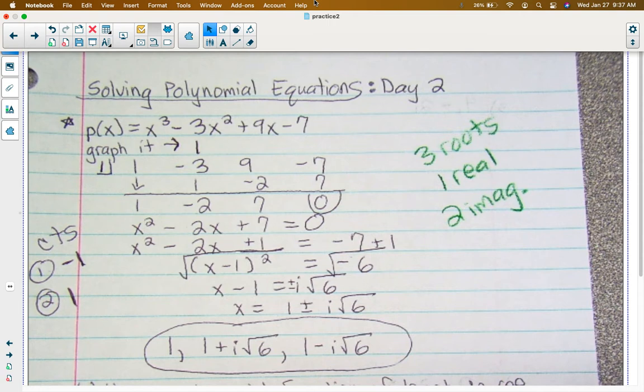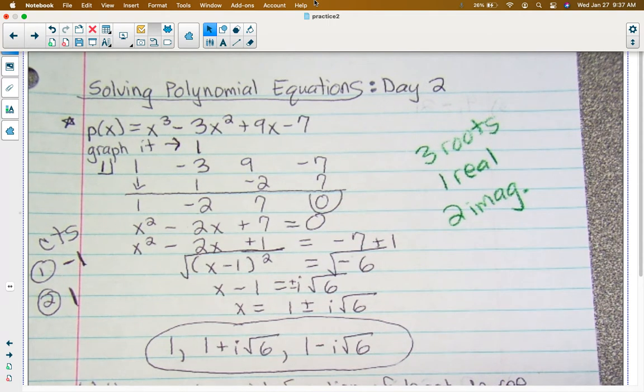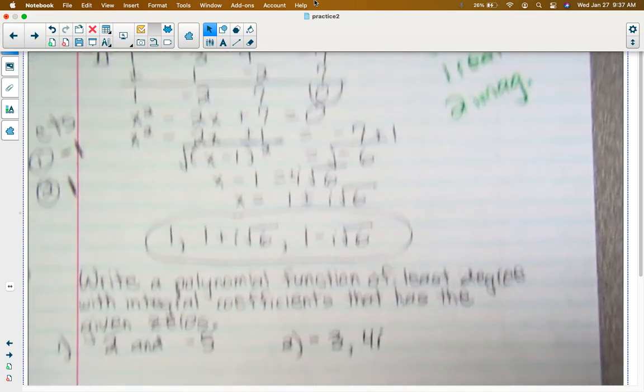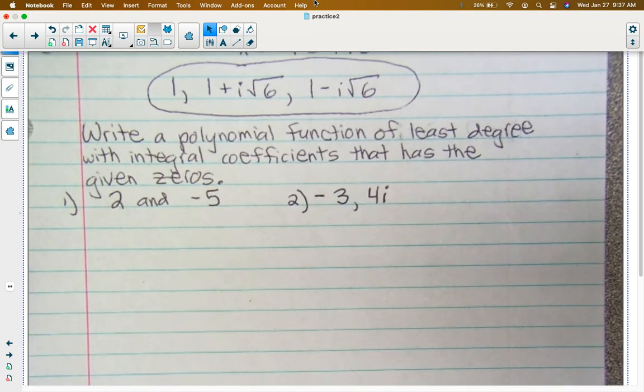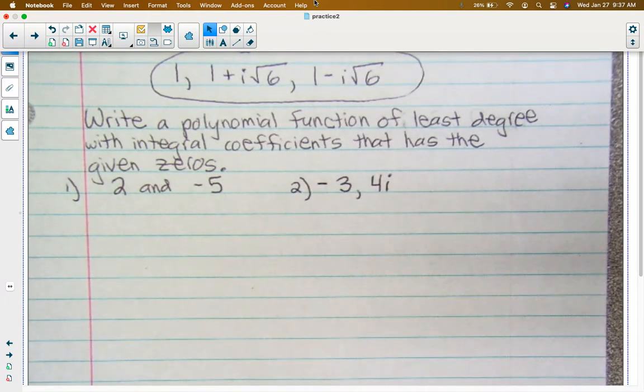So that was an additional problem from yesterday in case you needed some more practice to look at as you're working on your assignments. Now, what else can I do with that? Well, I can do something like this. I can write a polynomial function of least degree with integral coefficients that has the given zeros.